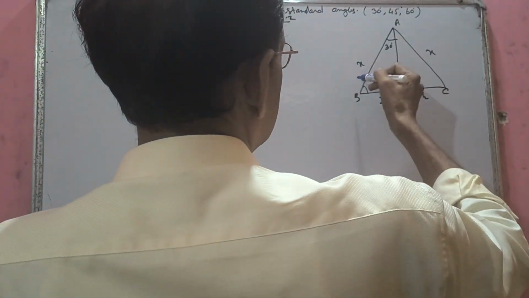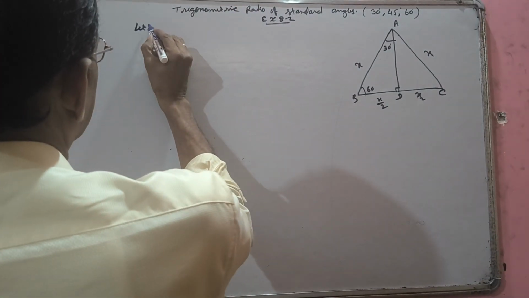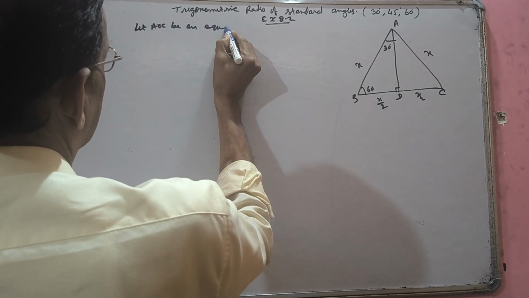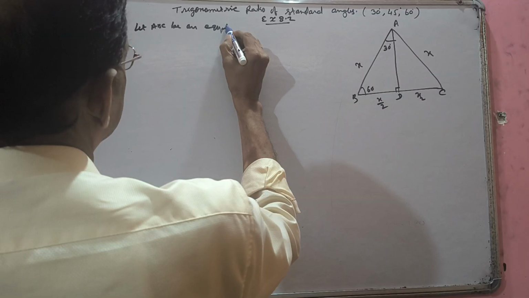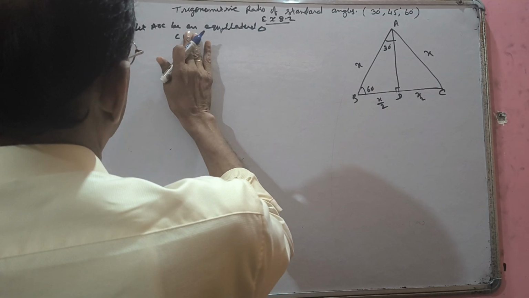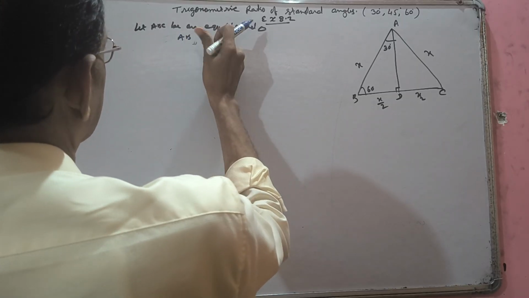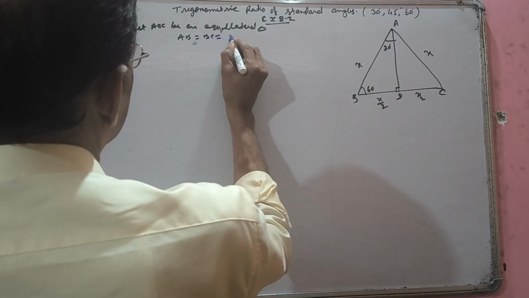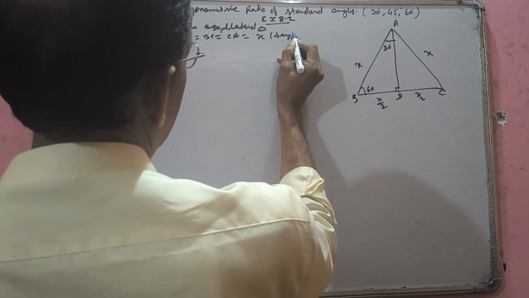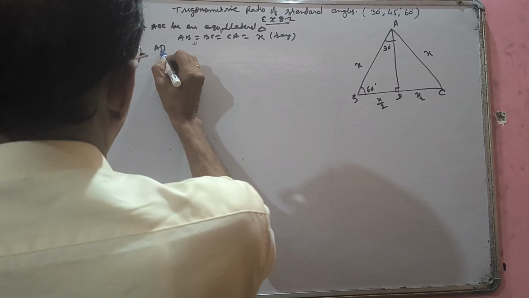So let ABC be an equilateral triangle, AB equal to BC equal to CA equal to X. Now see, we have drawn perpendicular AD.